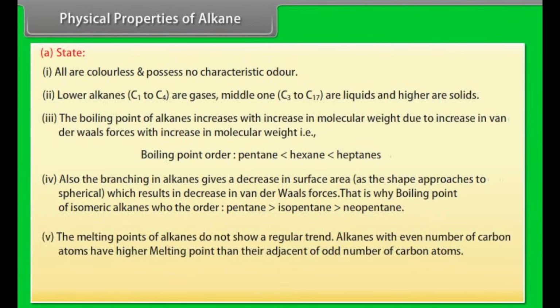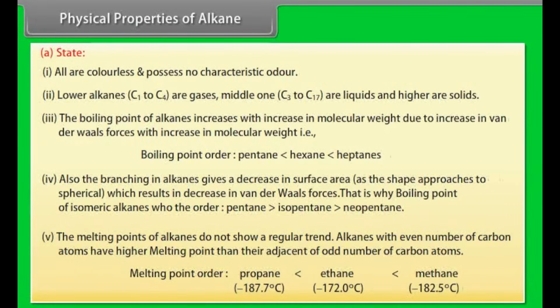Number 5. The melting points of alkanes do not show a regular trend. Alkanes with an even number of carbon atoms have higher melting point than their adjacent alkanes with an odd number of carbon atoms. Melting point order is propane is less than ethane is less than methane.